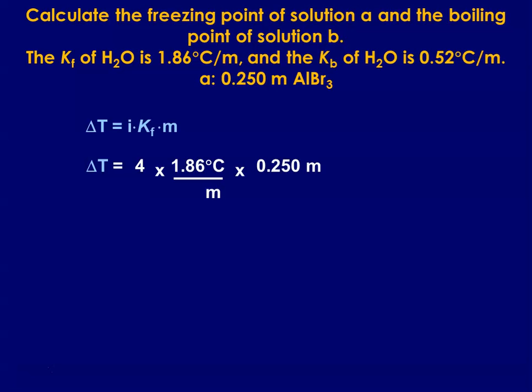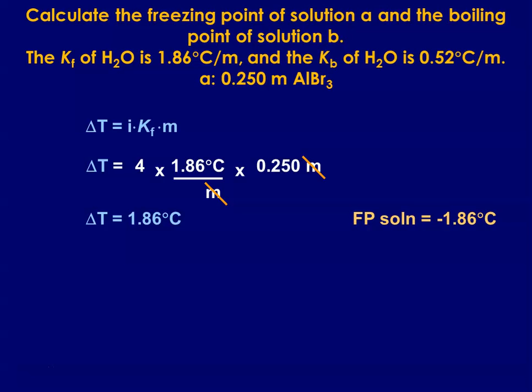If I substitute in those quantities, I should be able to calculate what the temperature change is for this solution, and it was 1.86. Now, keep in mind this temperature change is the difference between the pure solvent and the solution, and the pure solvent would have a freezing point of 0. Because freezing point drops, the new temperature would be negative 1.86 degrees Celsius.